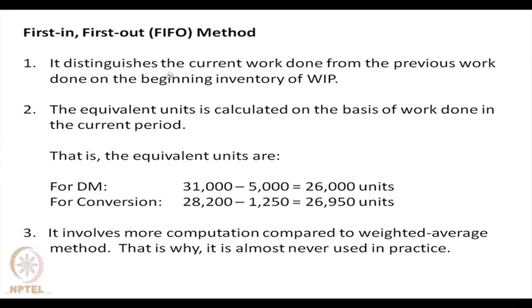The first in first out method distinguishes the current work done from the previous work done on the beginning inventory of work in process. Here the equivalent units are calculated on the basis of work done in the current period. That is, the equivalent units for direct material are 26,000 units, whereas for conversion it is 26,950 units. It involves more computation compared to the weighted average method. That is why it is almost never used in practice.